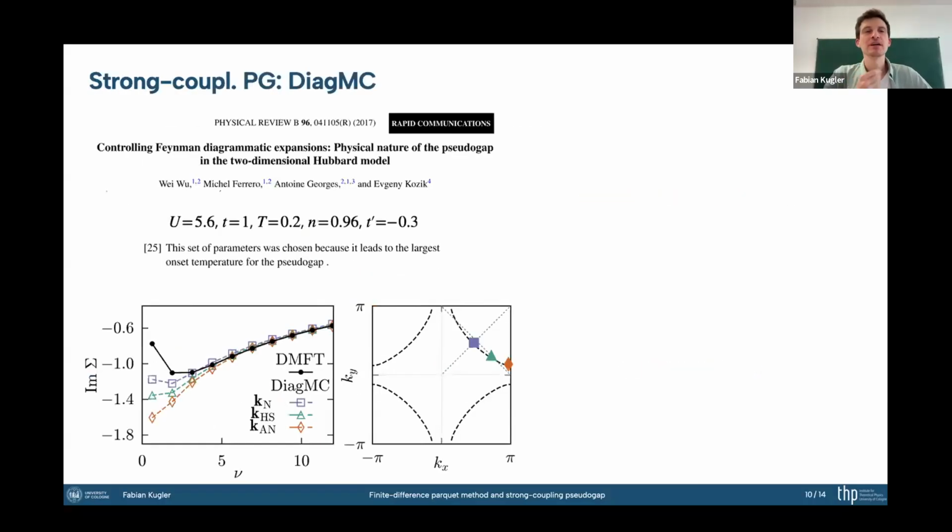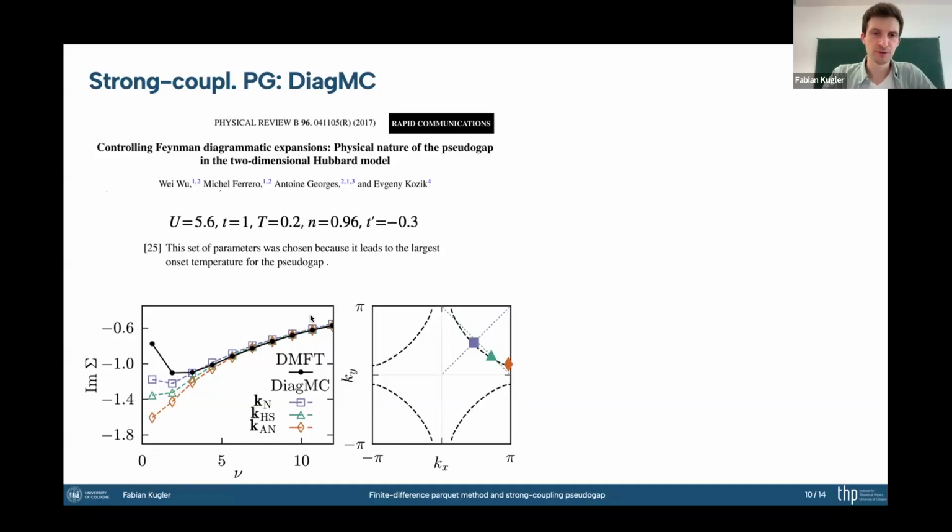So let's talk about the strong coupling pseudogap with this method. We've taken inspiration from this seminal paper by Wei Wu et al., who used this set of parameters, which they identified as having a large onset temperature for the pseudogap. I'm plotting here for you the imaginary part of the Matsubara self-energy, the DMFT result in black, and then the diagrammatic Monte Carlo results from this paper.